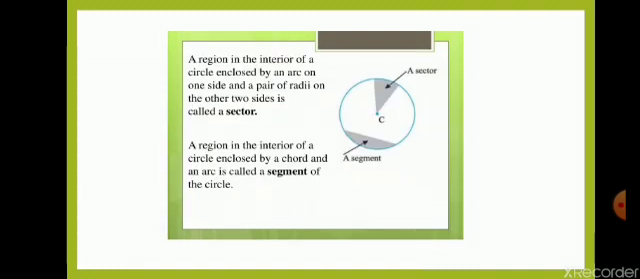Look at this figure. Here two parts are shaded. First one is shaded at the center. We call it a sector. And second is the shaded chord part. A region in the interior of a circle enclosed by an arc on one side and a pair of radii on the other two sides is called a sector. A region in the interior of a circle enclosed by a chord and an arc is called a segment of the circle.